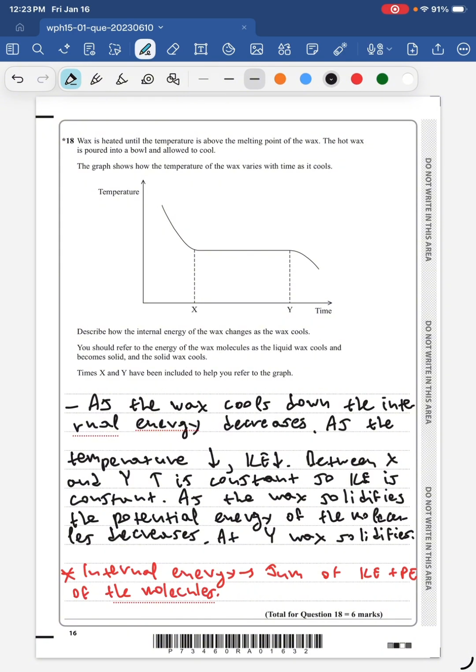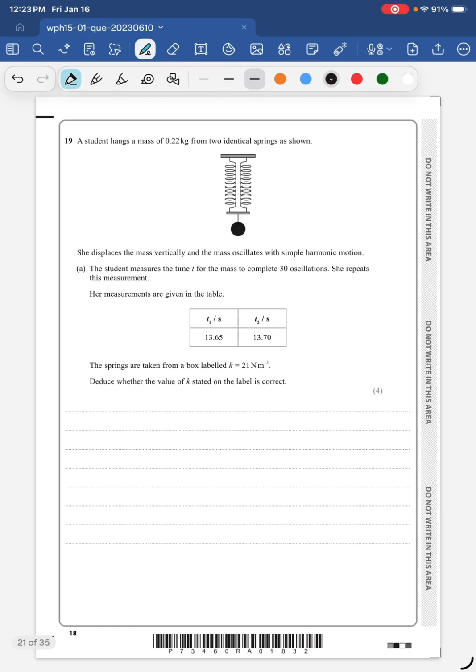Well, no, we actually mentioned this. We mentioned that the wax solidifies. As the wax solidifies, the potential energy of the molecules decreases, okay? And at time y, the wax has solidified. So, we covered everything that they want to hear. So, let's move on to question 19.